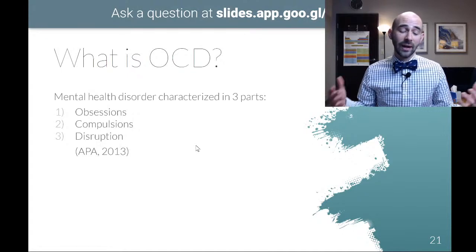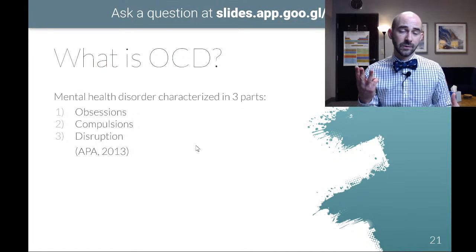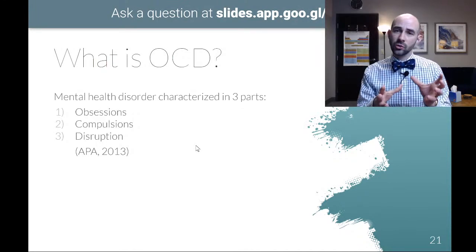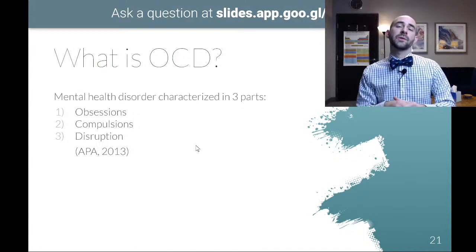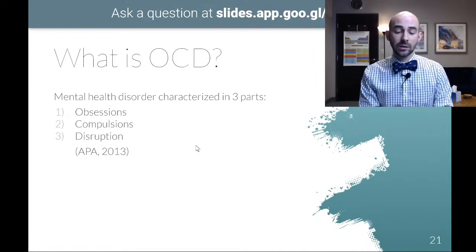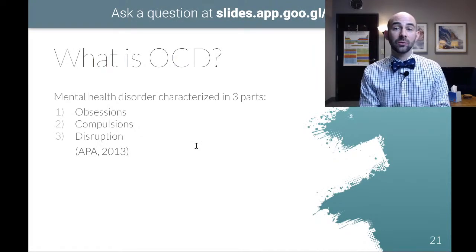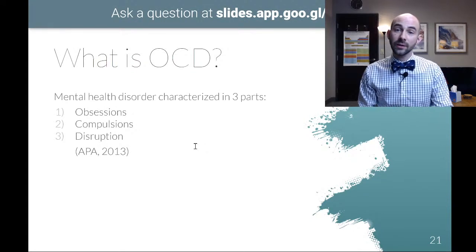What is OCD? Okay, so very simple. Mental health disorder characterized in three parts. So you have intrusive, unwanted, obsessive thoughts, urges, impulses, and they're clearly distressing. They create problems, and a person can't easily resist them or just shake them off, basically. Get over it, right? Second of all, there's going to be those compulsions.